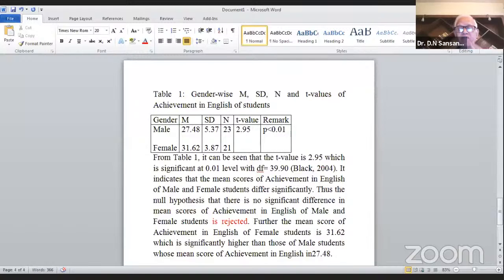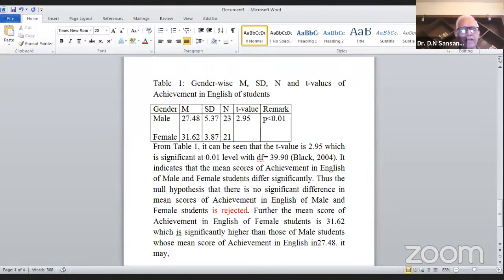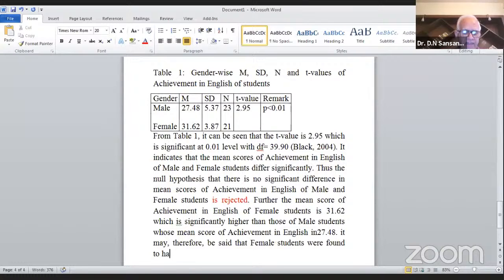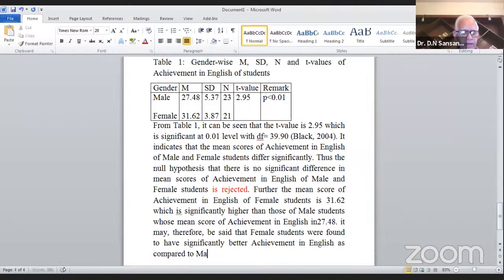So it's clear. Therefore you can say "it may". You are writing "may" because it is only one research you have conducted, so you cannot be very, very sure. So it may therefore be said that female students were found to have significantly better achievement in English as compared to male students.